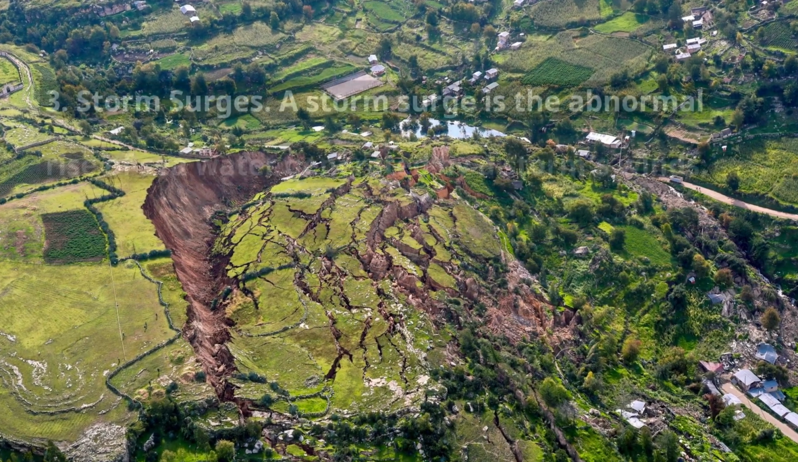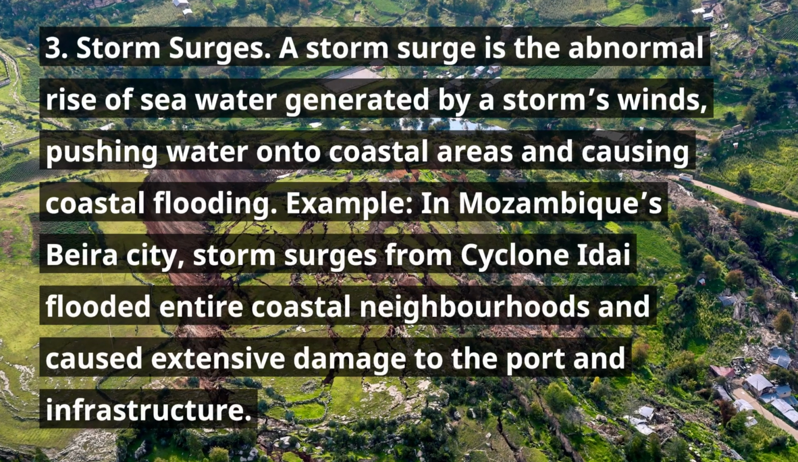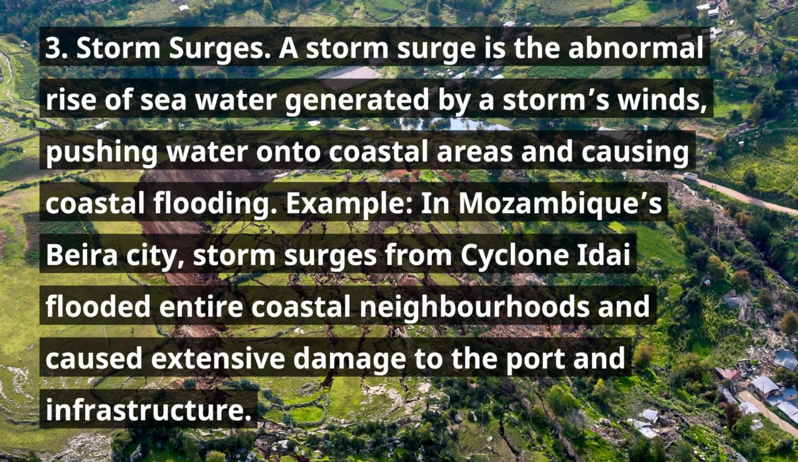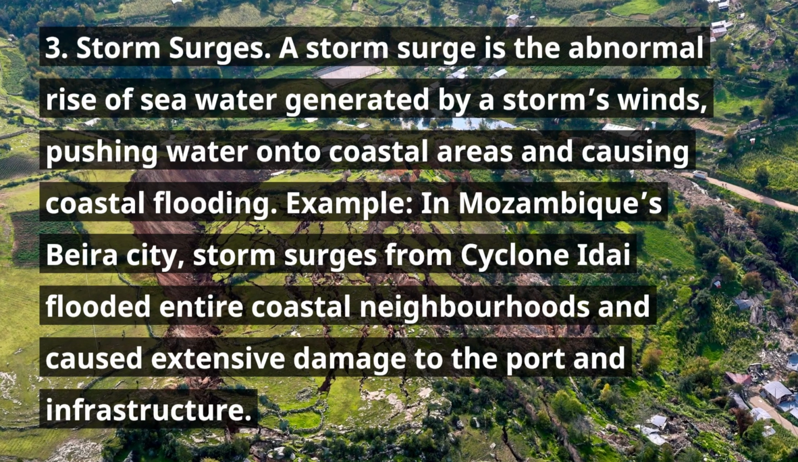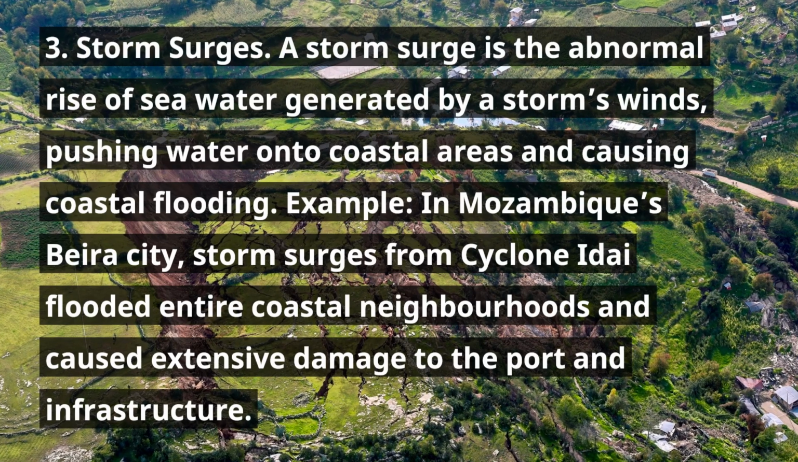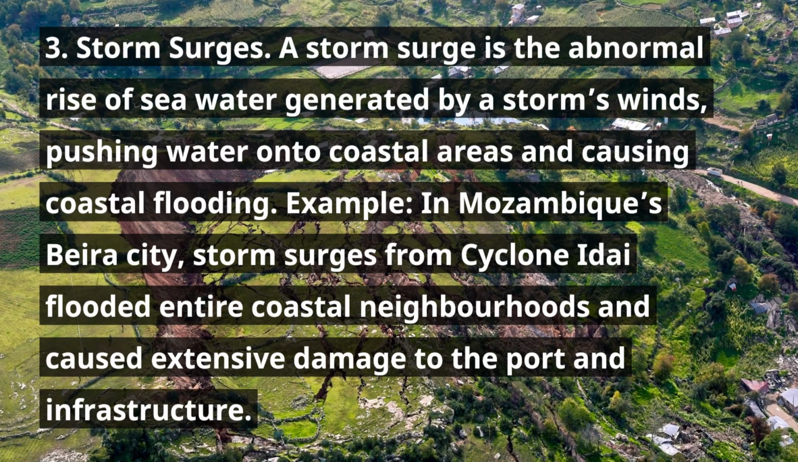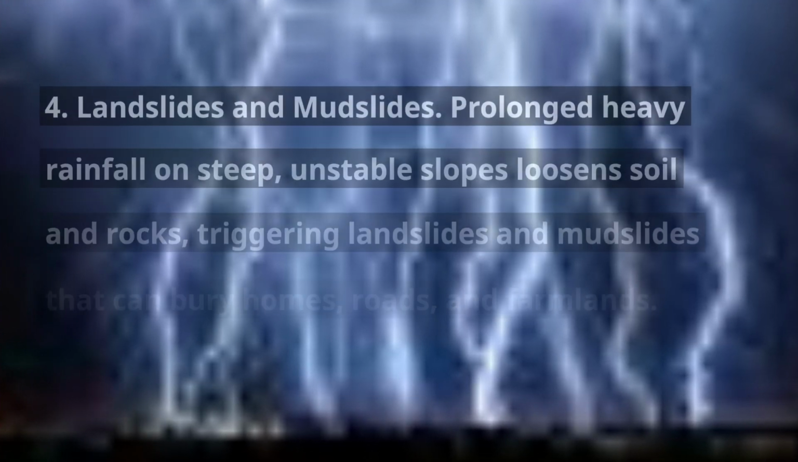3. Storm surges. A storm surge is the abnormal rise of seawater generated by a storm's winds, pushing water onto coastal areas and causing coastal flooding. Example: in Mozambique's Beira City, storm surges from Cyclone Idai flooded entire coastal neighborhoods and caused extensive damage to the port and infrastructure. 4. Landslides and mudslides.